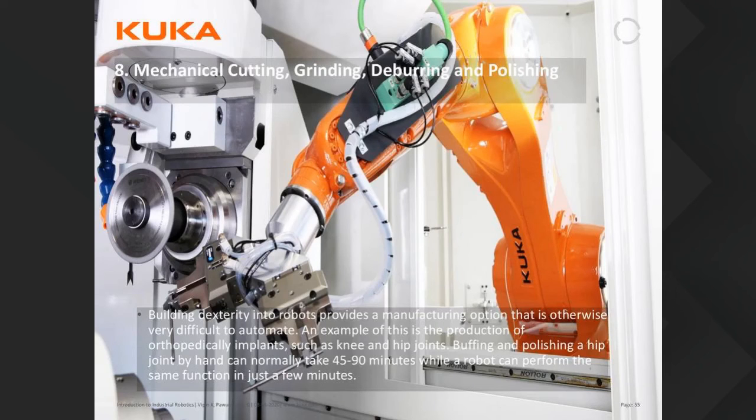So the next application is mechanical cutting, grinding, deburring, and polishing. There are some limitations for an operator in deburring because deburring needs very high stability. A small deflection in the tool may lead to a complete rework of that component, or failure and complete scrap of that component. So in order to avoid that, we have to use an industrial robot even for deburring applications.